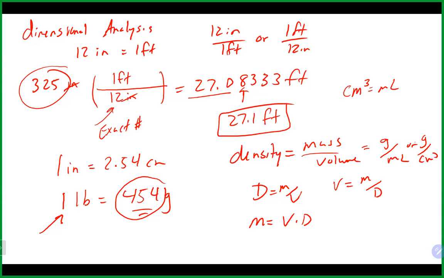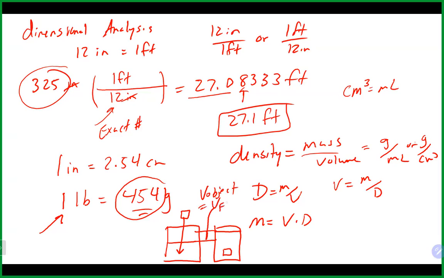Also remember that very common procedure in density is volume by displacement, right? You put a solid object into some water or something like that, it will cause the water to rise, and it will displace a volume equal to its own. So the volume of the object is usually the final volume minus the initial volume. And again, that's a very common way, especially with density, that we solve for the volume of a particular object.